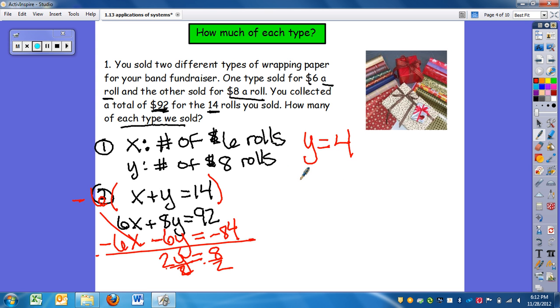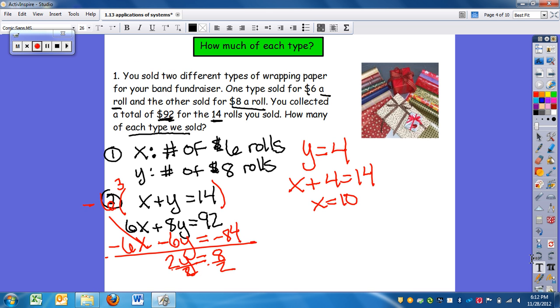Then I need to figure out my x. So I have x plus 4 equals 14. You can figure this out in your head, just subtract 4, and x is 10. So that is step 3, the solving right here. Steps 2 and 3 kind of combine together. Then your last step is to write your sentence. For your sentence, you could write: I sold 4 $8 rolls and 10 $6 rolls.